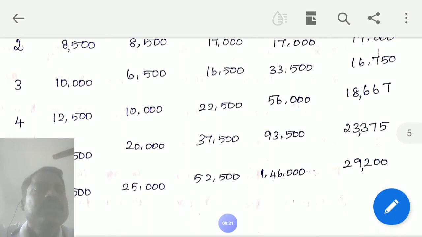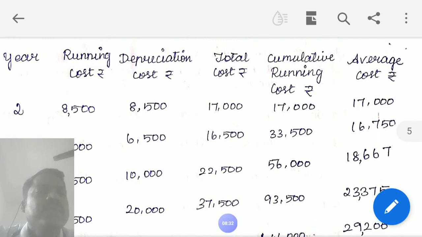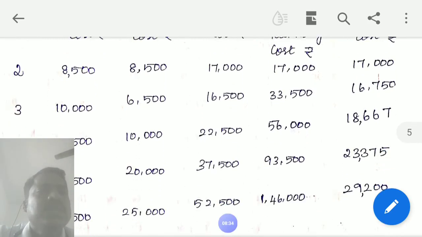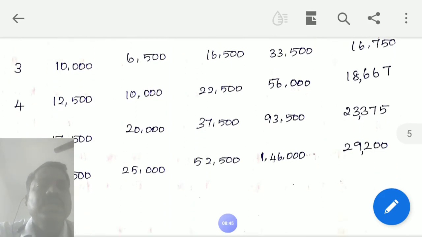Next, third year 16,750. Fourth year 18,667. Fifth year 23,375. Sixth year 29,200. Therefore, second year 17,000, third year 16,750, then fourth year 18,667. 17, 16, 18, 23, 29.